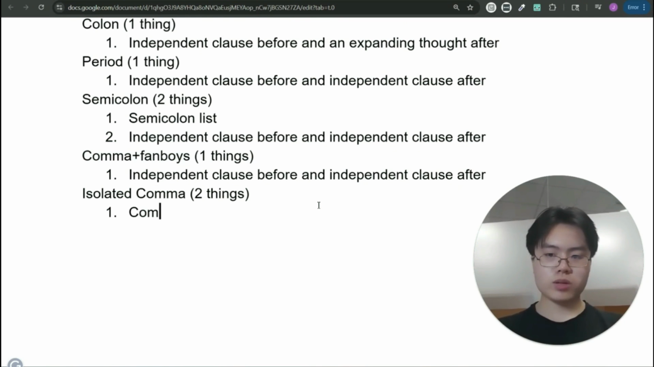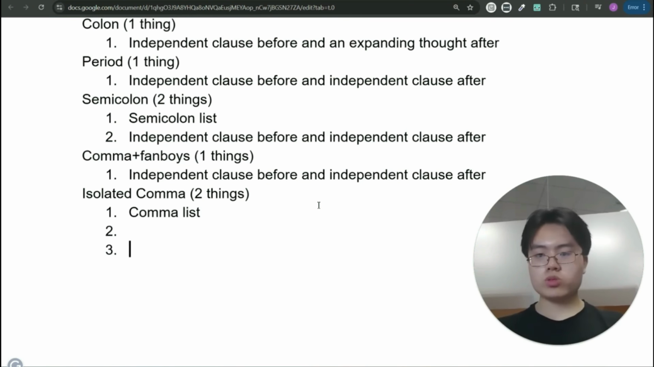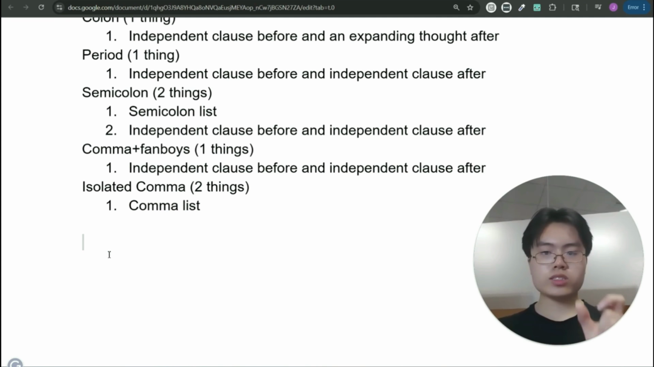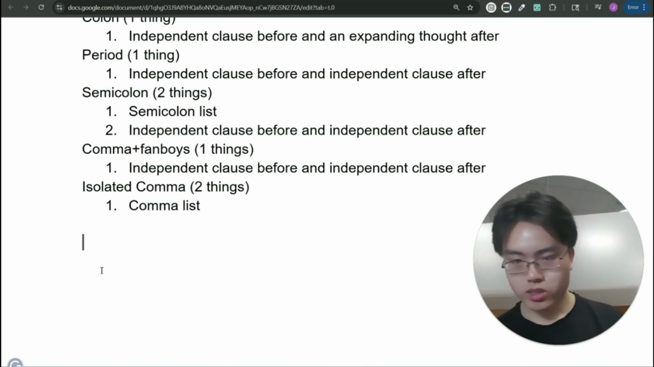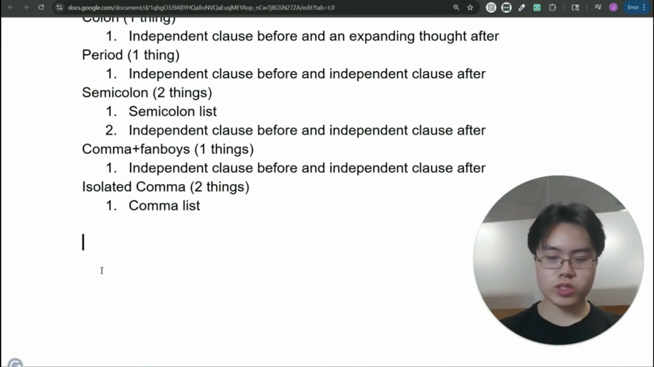The first thing is a comma list. I'm not even going to go too in-depth into this. This is extremely self-explanatory. It's just a comma list. It's really easy to recognize this too. These are actually super rare, to the point where I even hesitated to put this in here. You only see maybe one comma list question out of 10 tests you take. It's that rare.